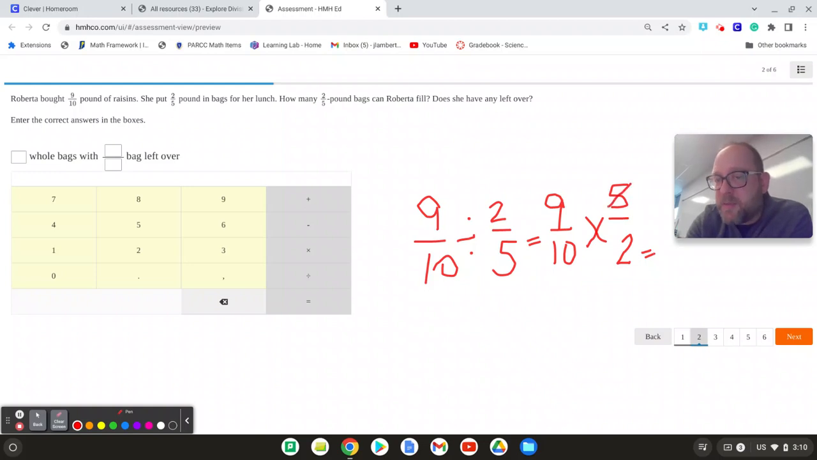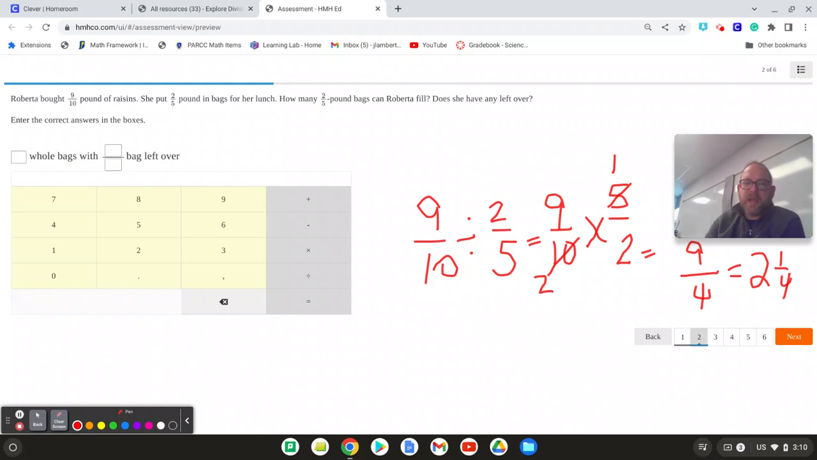I can actually divide these both by 5. So my 5 would become a 1. My 10 would become a 2. So 9 times 1 is going to be 9, and 2 times 2 is 4. This just lets me go ahead and simplify early, basically. So how many groups of 4 can I take out of 9? I can take 2 whole groups out with 1/4 left over. So my answer here, I'm going to have 2 whole bags.